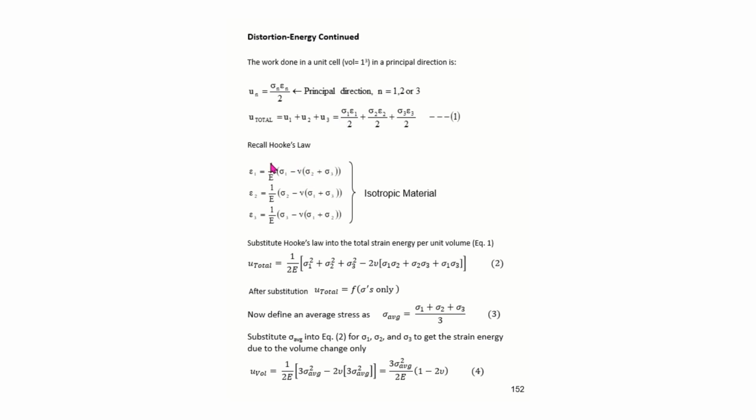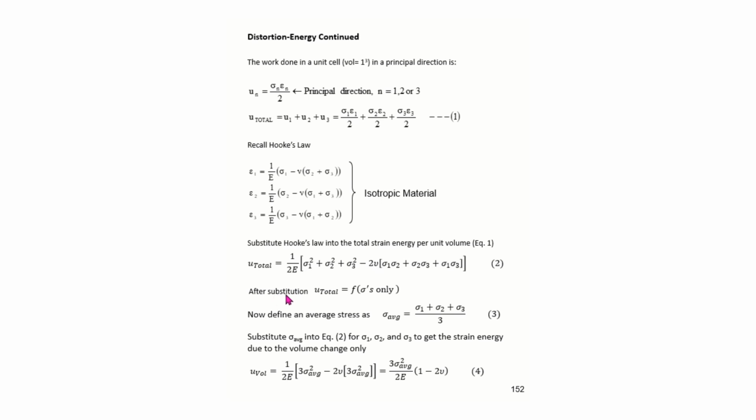Now, we remember Hooke's law for 3D is given by this expression here, where epsilon 1 is 1 over E times sigma 1 minus Poisson's ratio times the other two principal stresses, and then similarly epsilon 2 and epsilon 3. This we're going to call equation 1, and we're going to substitute these expressions for Hooke's law into equation 1 and rewrite U total. When we do that, we can pull out a 1 over 2 modulus of elasticity and get this expression here.